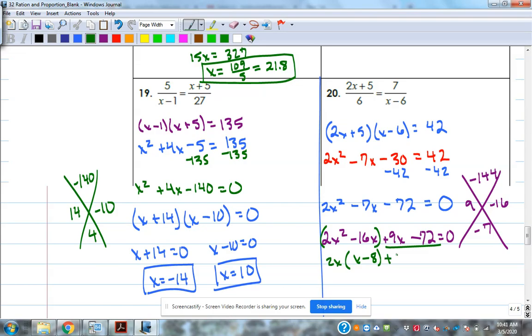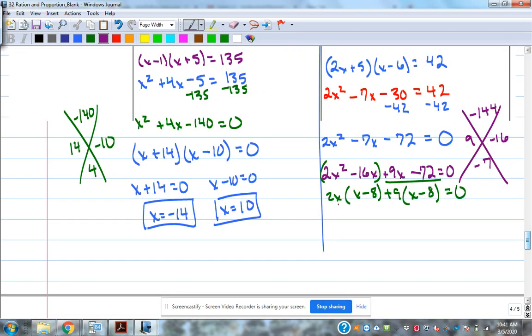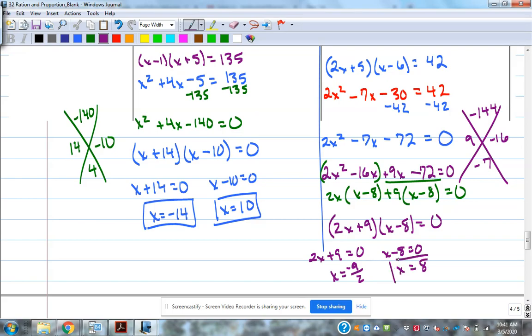And this one you're factoring out of 9. And as Tilly said, it's x minus 8 in both of them. And if those parentheses right there don't match, you've done something wrong. And then you got 2x plus 9, x minus 8, and you set each of those equal to 0. Negative 9 over 2 and positive 8.